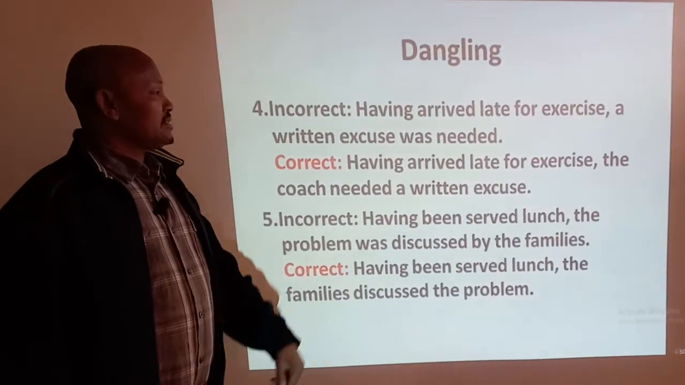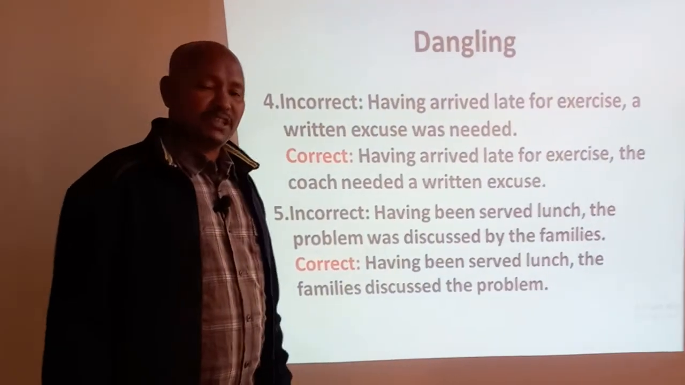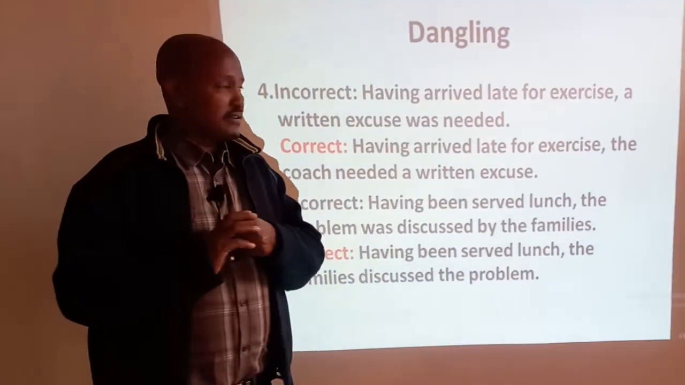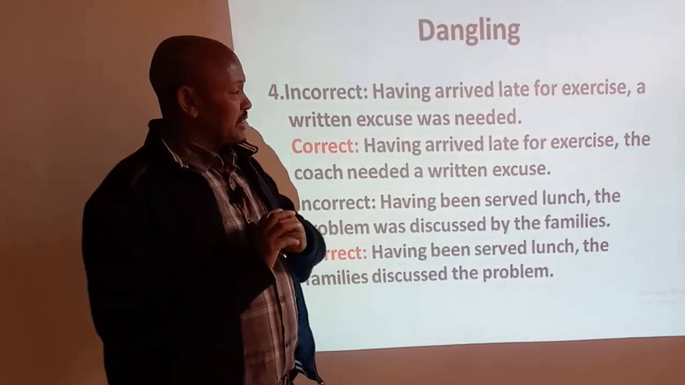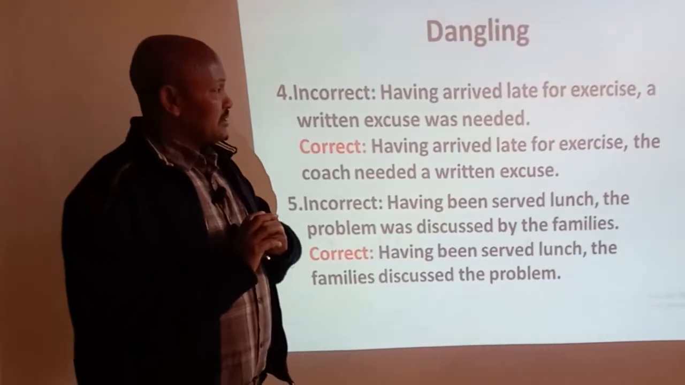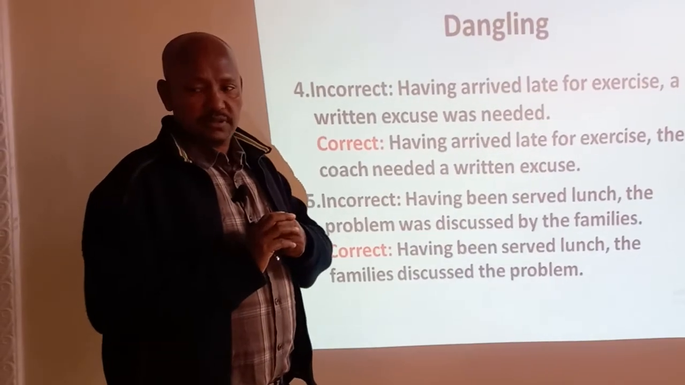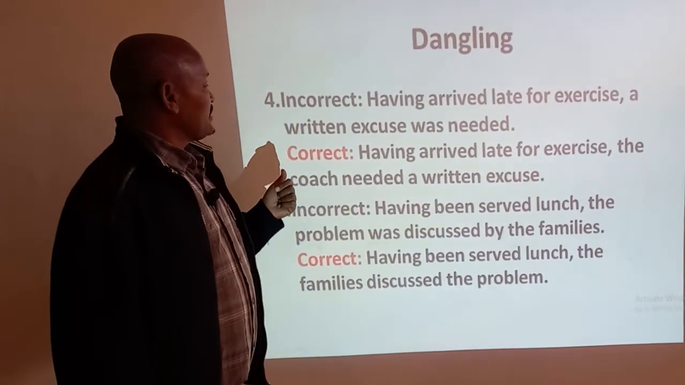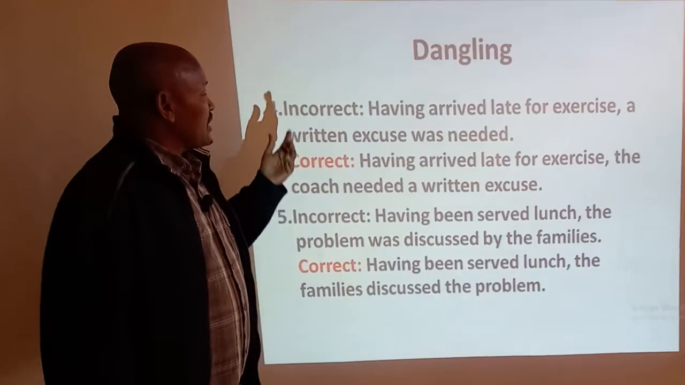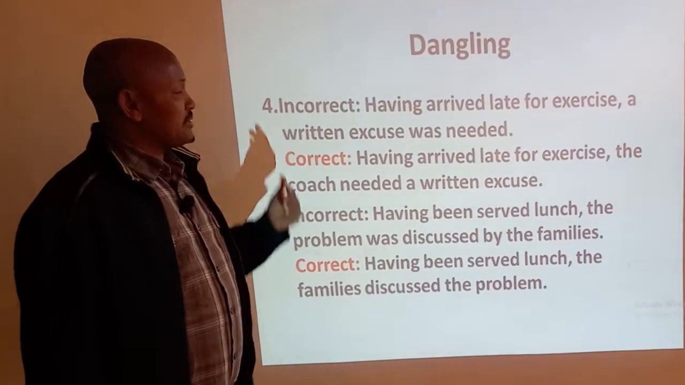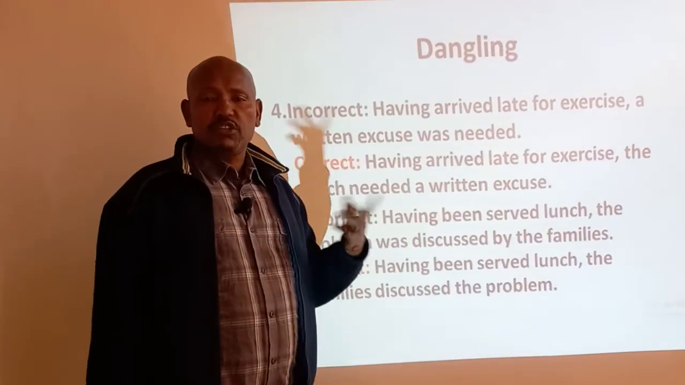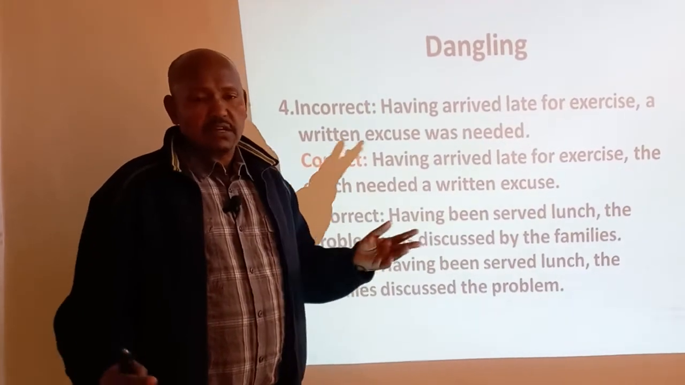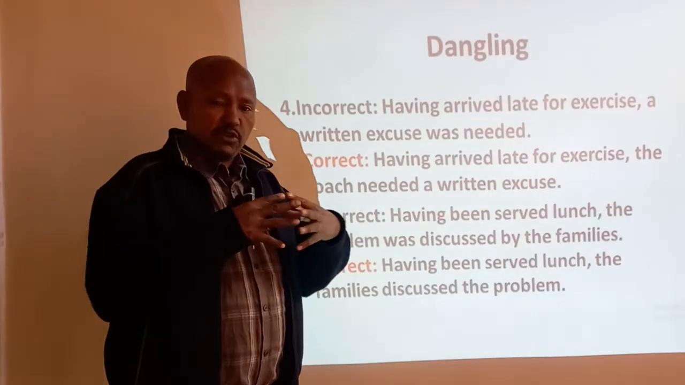The fourth example is the participle adjectives. The participle adjectives are sometimes used as a dangling modifier. Having arrived late for exercise. Having arrived, which is participle, the perfect participle. Having arrived late for exercise, a written excuse was needed. Who arrived? Yes, a person, maybe the teacher, the doctor, the coach, the president, the minister, and the others. So it needs a kind of person.